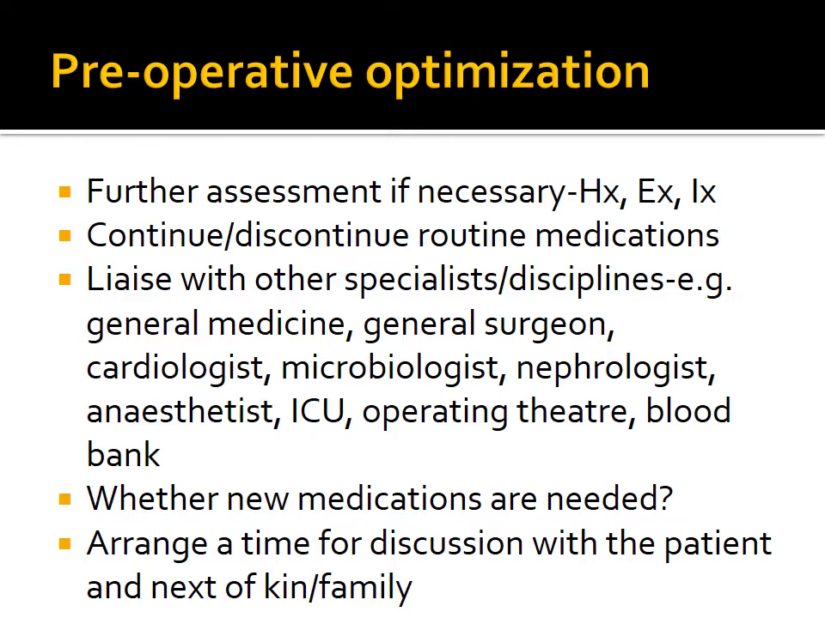And see whether the patient needs new medications based on your history, examination and investigations or as prescribed by other specialists. Let's say the patient has been seen by the cardiologist or general physician and he has suggested a few new medications. If so, start the patient on those medications. And so it's better to arrange a time for a discussion with the patient and the patient's next of kin, especially if the surgery is going to be a major surgery or if it is an intermediate surgery with special implications. Better to arrange a time and get going with your rest of the preparatory work, optimization work, and then start the discussion with the patient when the time arrives.